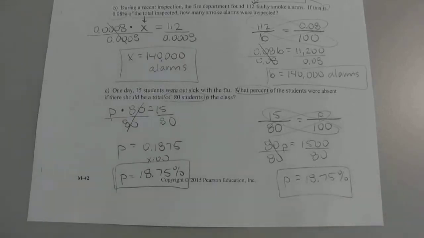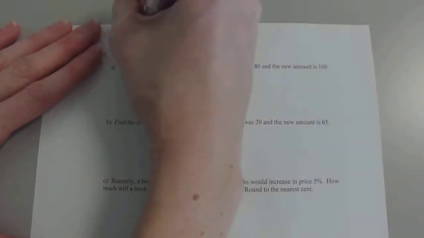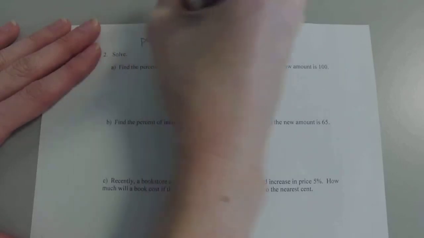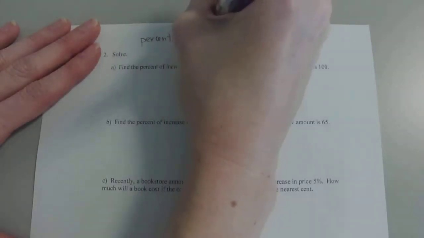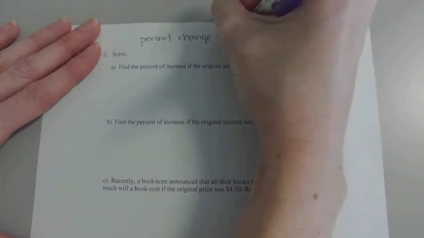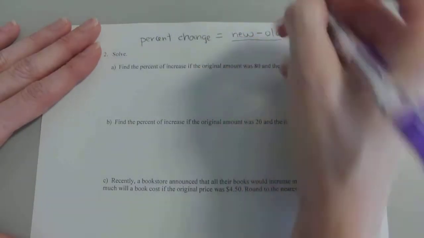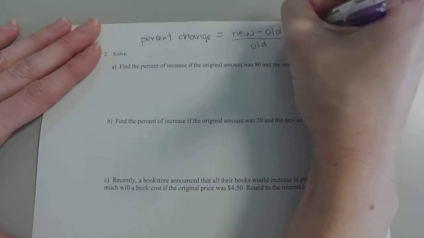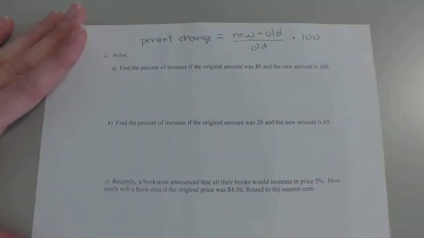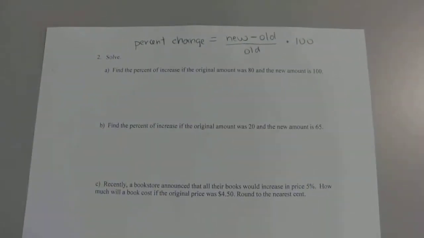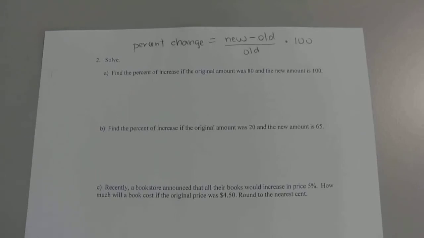Okay. So what we're going to do now is we're going to talk about percent change. So like percent increase or percent decrease. So up at the top, write percent change equals new minus old all over old times 100.